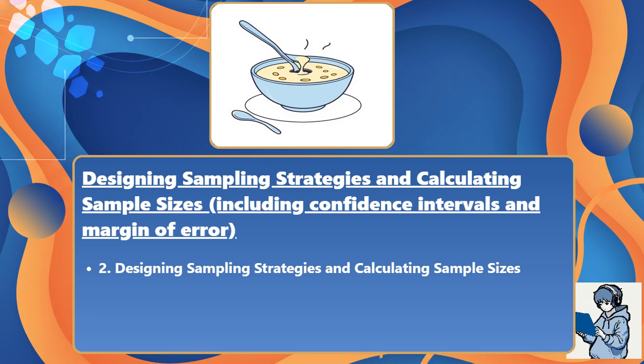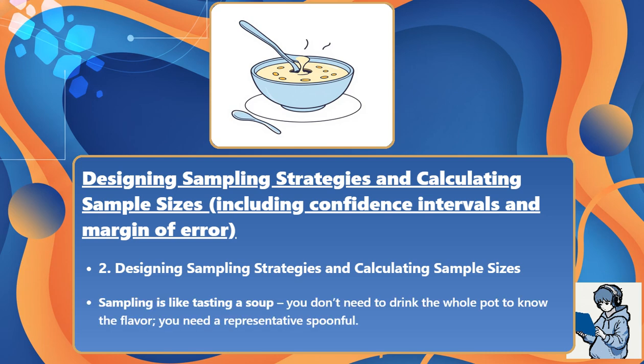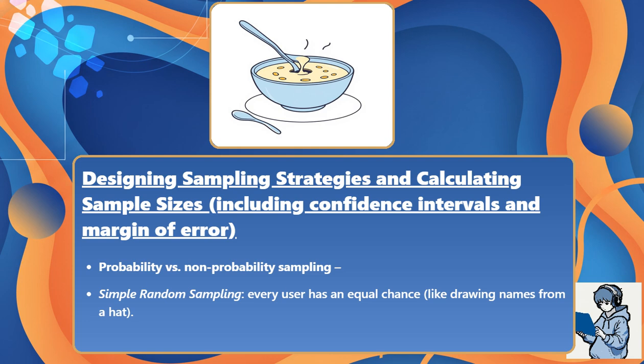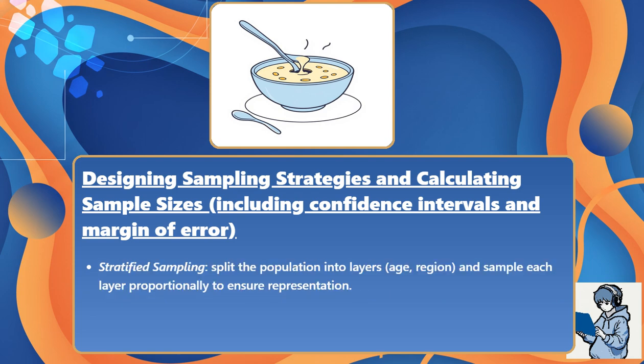Section 2. Designing sampling strategies and calculating sample sizes. Sampling is like tasting a soup. You don't need to drink the whole pot to know the flavor. You need a representative spoonful. Probability versus non-probability sampling. Simple random sampling. Every user has an equal chance, like drawing names from a hat. Stratified sampling. Split the population into layers: age, region, and sample each layer proportionally to ensure representation. Convenience quota: easier but risk bias.